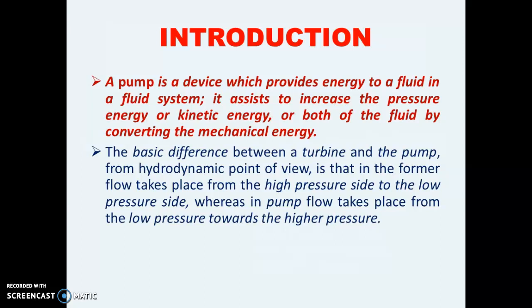Okay. Now the basic difference between a turbine and the pump is that in the former the flow takes place from the high pressure side to the low pressure side, and in the pump the flow takes place from the lower pressure side to the high pressure side. Now what happens in a turbine is water is made to fall from a great height onto the turbines, which moves the turbines, and hence converts the power of the water or the fluid into mechanical energy. But in the case of a pump, it is totally opposite.